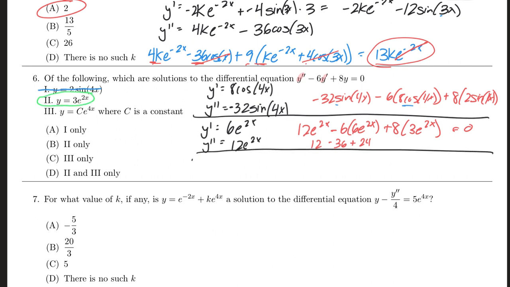All right, and the third one, we do the same thing. Just remember that c is some constant, so we're going to get 4c e to the 4x. Y double prime is going to be 16c e to the 4x. Again, the constant stays, and then the chain rule gives me that extra copy of 4 each time.